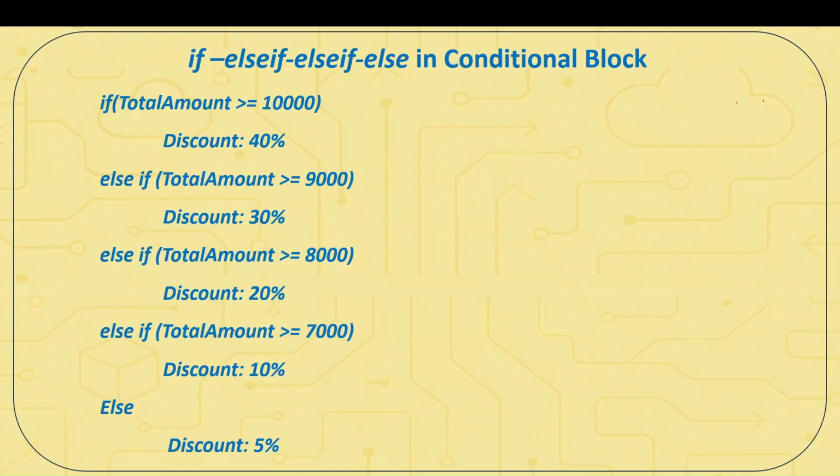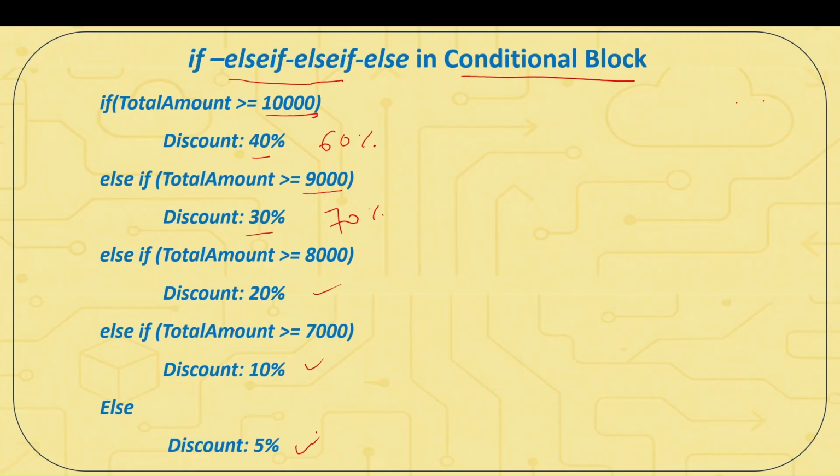Now there is one more concept. If we want to implement an if-elseif ladder in the conditional block, how to implement it? First of all, understand what is this if-elseif-else. We can add here n number of elseif conditions. For example, here total amount is greater than 10,000, then give the discount 40% and pay the 60% amount. If it is greater than 9,000, discount is 30%, pay the 70% amount, and accordingly all these conditions and the statements are given.